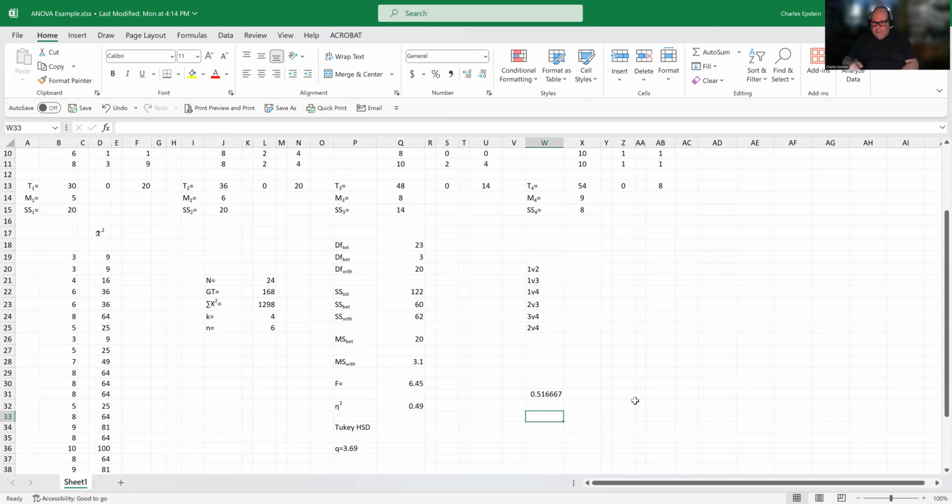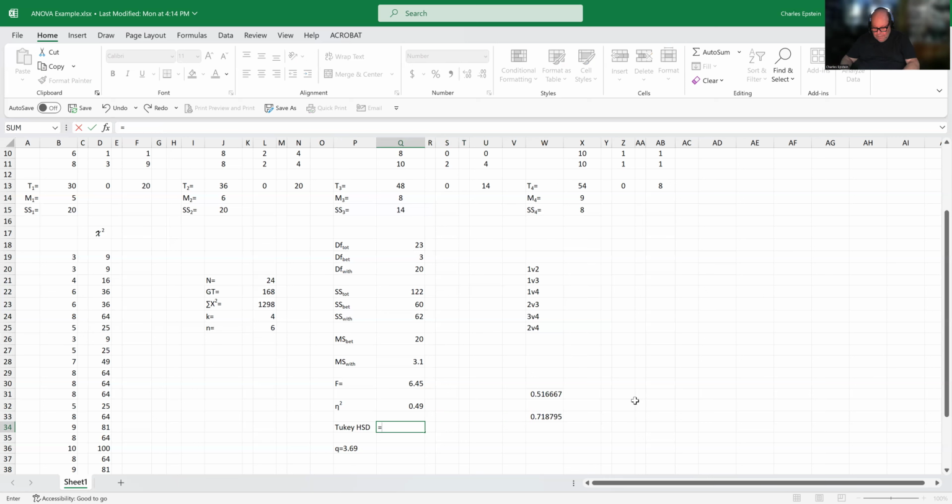On my calculator, I would hit the square root button. But here on the spreadsheet, I'm just going to go square root, and use this value in here, and here's my value. This is the square root of that number. So I did the math first, then I hit the square root key. Now, my formula is Q times the square root of mean squares within divided by n. So let's put it all together.